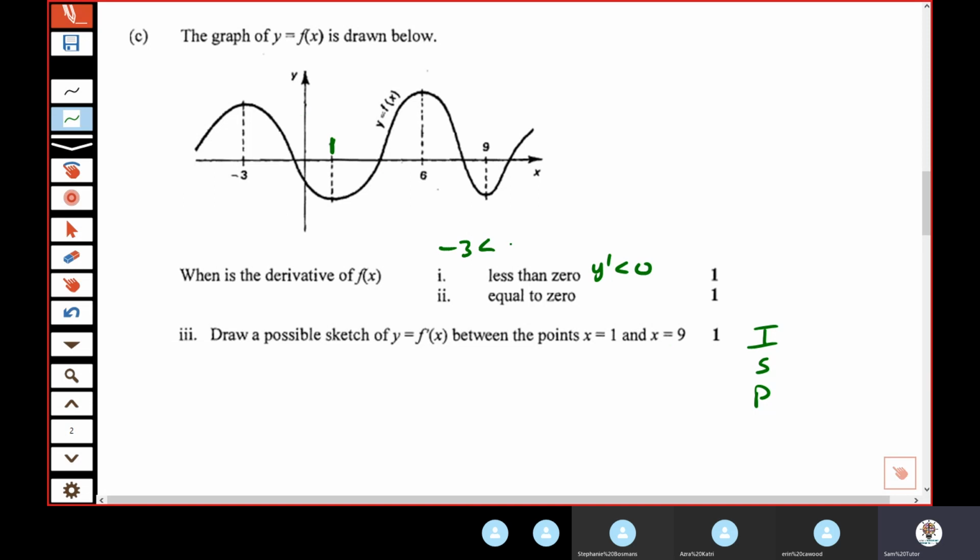You're not comfortable with this way? -3 less than x? Not really? Okay. -3, open bracket, -3 because not inclusive, comma, all the way to 1. Close bracket, again not including, positive, positive, positive, with open bracket 6 to 9.